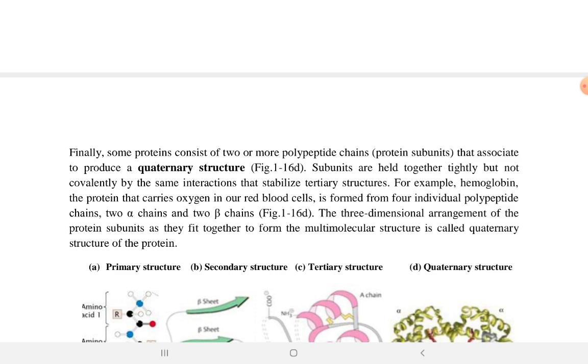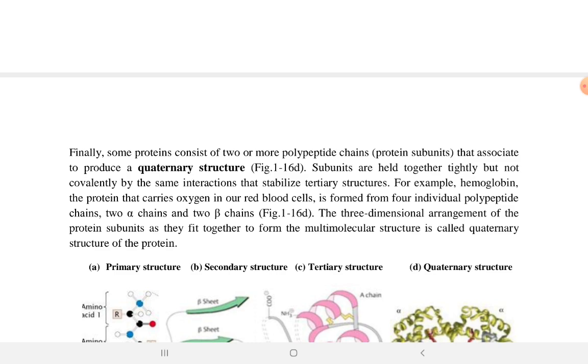So this tertiary structure, if it comes in a range of having subunits of protein, these become associated together to produce what we call a fourth structure, which is called quaternary structure. These subunits are held together tightly, but not covalently, by the same interactions that stabilize tertiary structure. For example, here we have hemoglobin, the protein that carries oxygen in our red blood cells. It is formed from 4 individual polypeptide chains, 2 alpha and 2 beta chains.